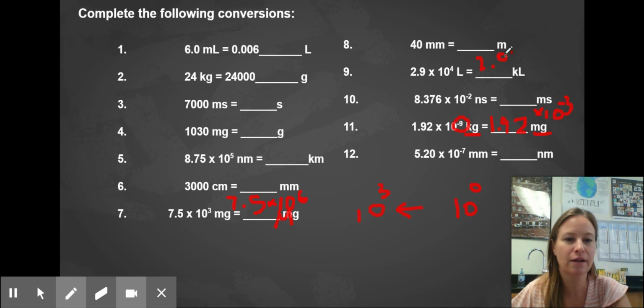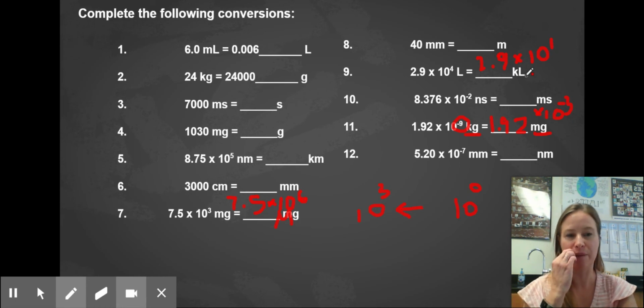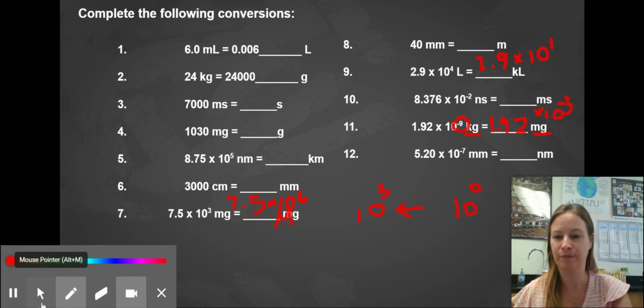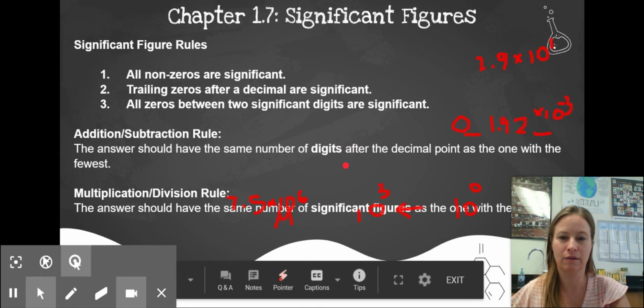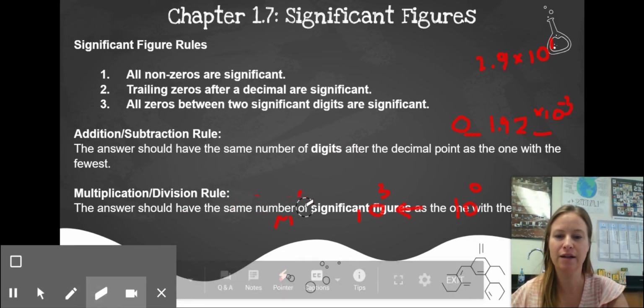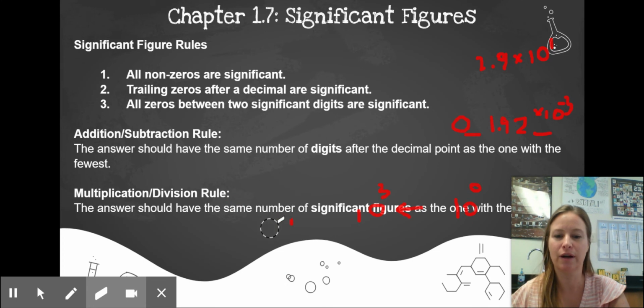Oops, 9 times 10 to the first power, which is 2.9 times 10, which is 29. And you could write either one. That many kiloliters. Okay, so that is the metric slide, and those are the units.